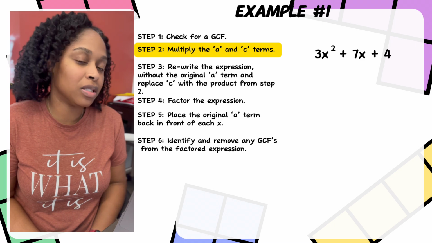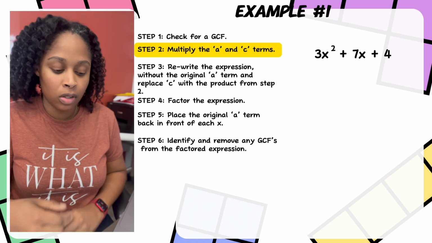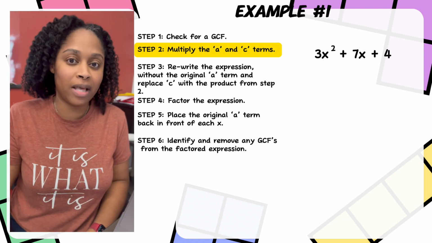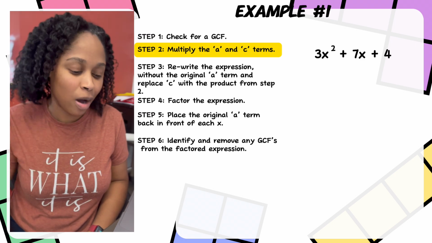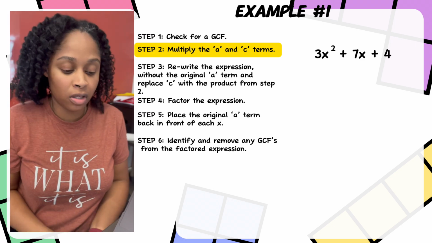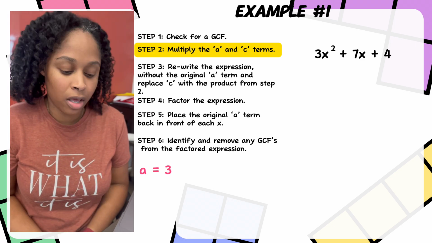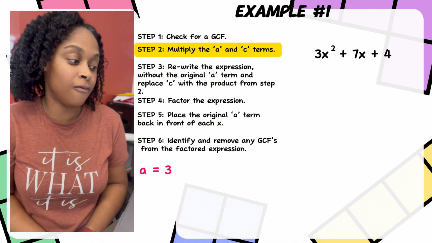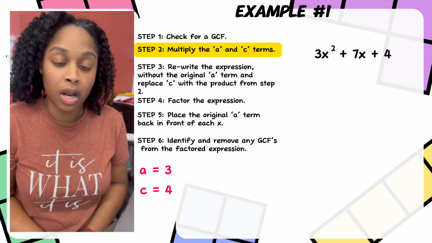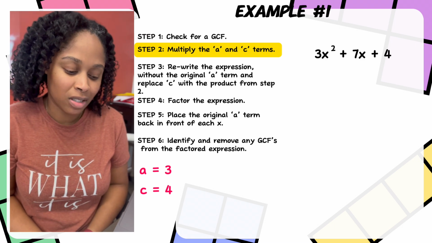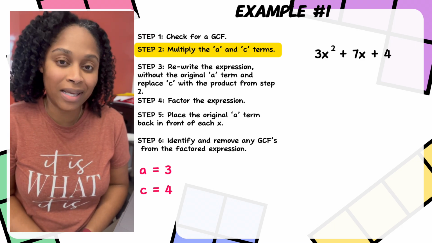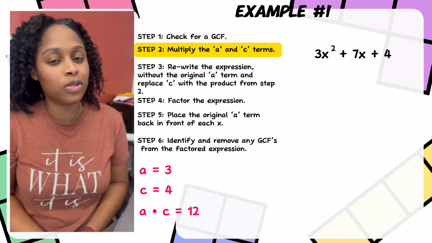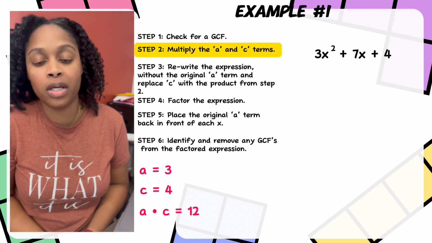All right, so I want to multiply the A and the C terms. So let's go ahead and list those terms, the A and C terms, so that we are clear about what's happening. So our A term, remember, is the number in front of x squared, which is 3. And our C term is going to be the constant, the number without a variable, which is 4. Okay, so we're going to multiply A and C. So we're going to multiply 3 and 4. So A times C equals 12. I'm just going to put it off to the side because I'm going to use it in the next step.